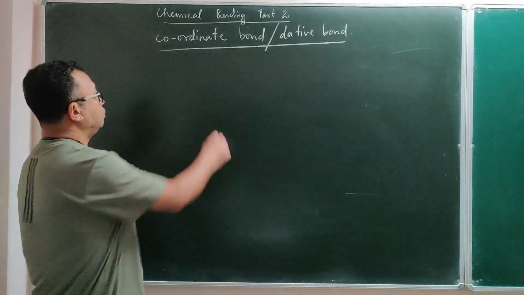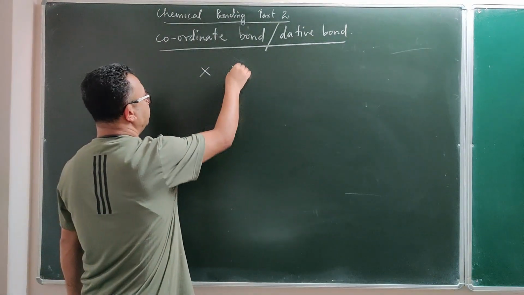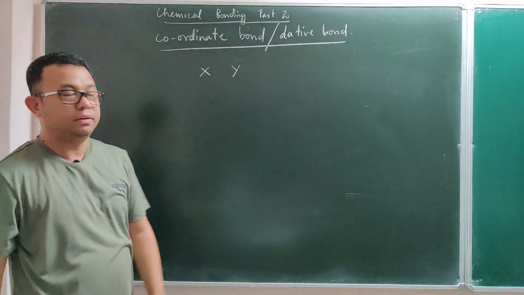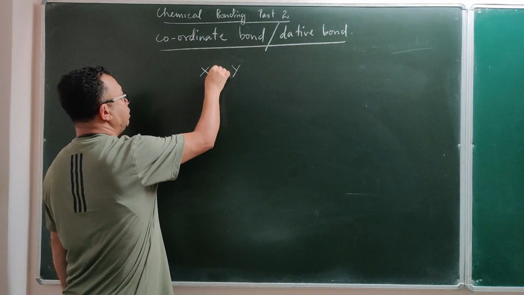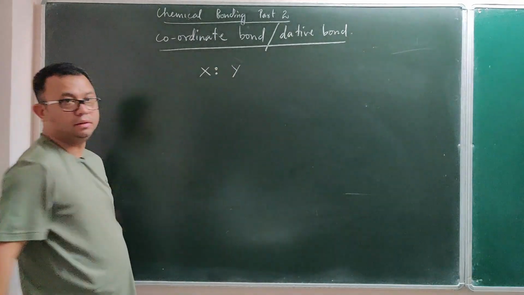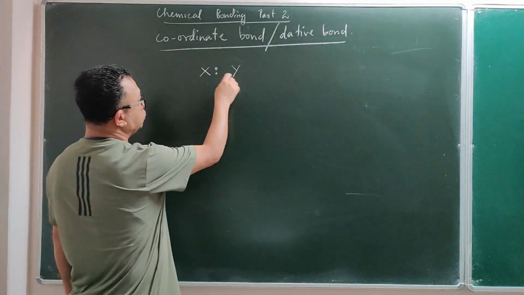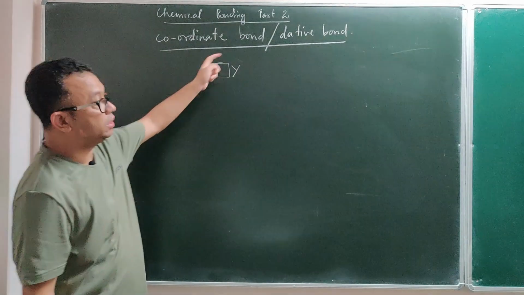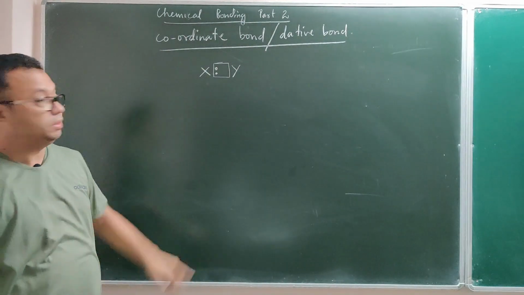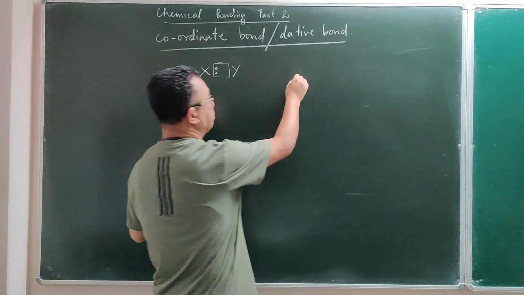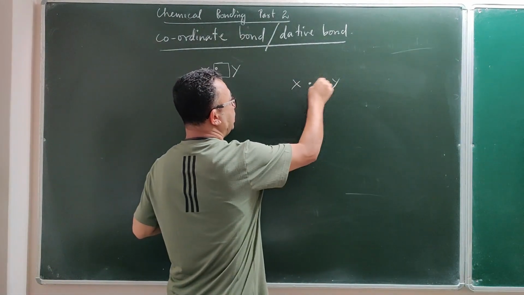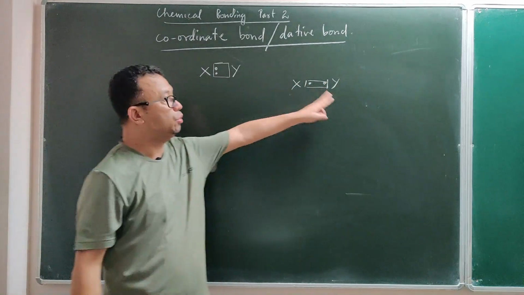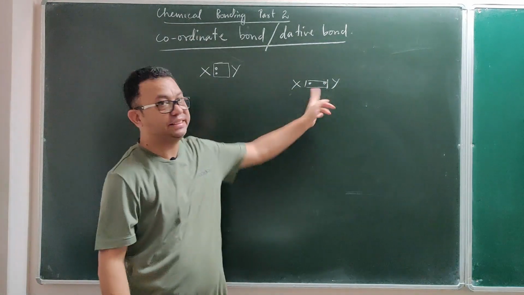Because even though, for example, if X and Y are the two atoms, sharing of electrons will take place, strangely the sharing will take place in such a way that both the electrons which are used for the formation of the bond are being contributed by one single atom. Previously in covalent, what was happening? X and Y: the same number of electrons X is contributing, Y also is contributing. So it is a mutual contribution, mutual sharing of electron.